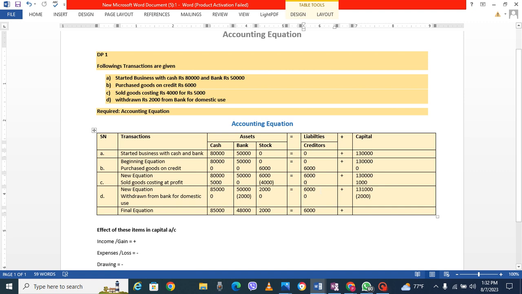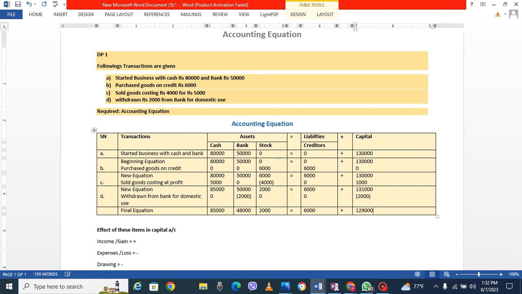Equals to, in creditor there is no impact here. We don't see any impact of this on creditors, so we have also placed 0 over creditors, plus as this is drawing, that should be deducted in capital. So we have minus 2,000 rupees here. So now ultimately it comes to your final equation. Don't write a new equation for the final transaction, just write the final equation. So now it will be 85,000 plus 0, 85,000, 50 minus 2, that comes 48,000, 2,000 plus 0 equals 2,000, equals 6,000 plus 0, 6,000, plus this will be 1,29,000.